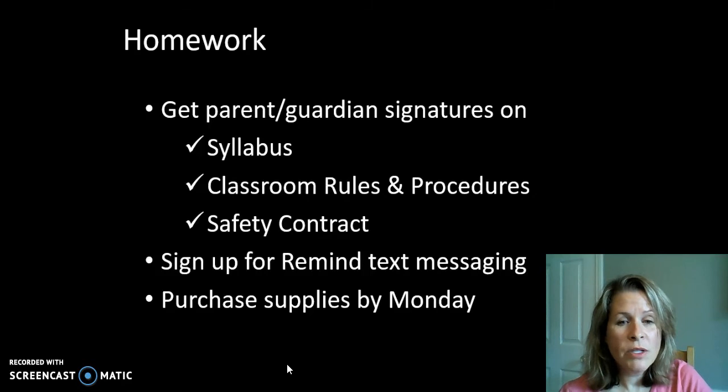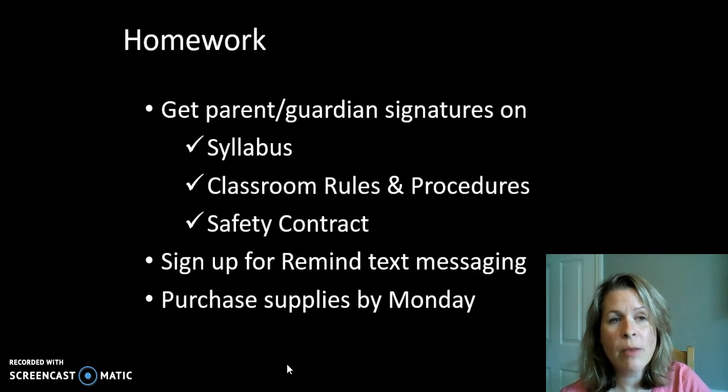And then the third one there, the safety contract, you will receive that on the first day of class. We are going to talk about the safety contract in detail because it's very important that you understand proper safety procedure in the lab. So we will spend a day or two explicitly going over all the different safety procedures that we have in the chemistry lab. But I do want you to go ahead and read through the safety contract to familiarize yourself with these things before we talk about them, and make sure that you go ahead and get a parent signature on that safety contract.